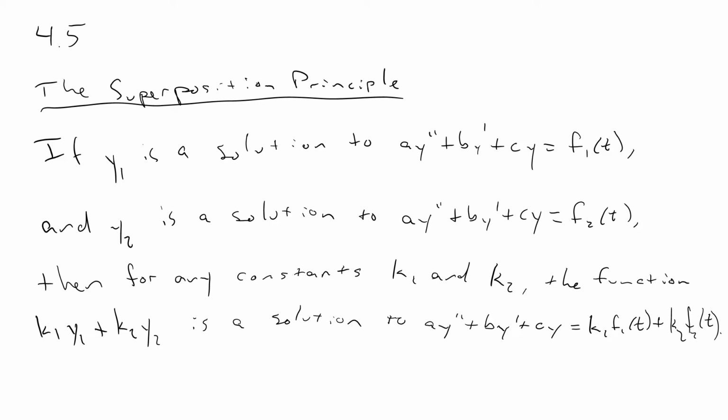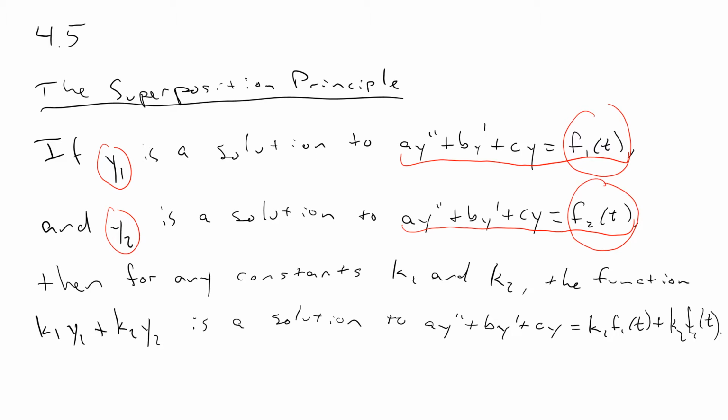So how this superposition principle works is, suppose we have this differential equation ay double prime plus by prime plus cy equals f1, and we have a solution to that differential equation. And then suppose we have this other differential equation ay double prime plus by prime plus cy equals f2, and we know a solution to that one as well. Notice here the two differential equations are exactly the same except for what shows up on the right hand side of them. One of them has this function f1, the other one has this function f2. Everything else about the differential equations are the same.